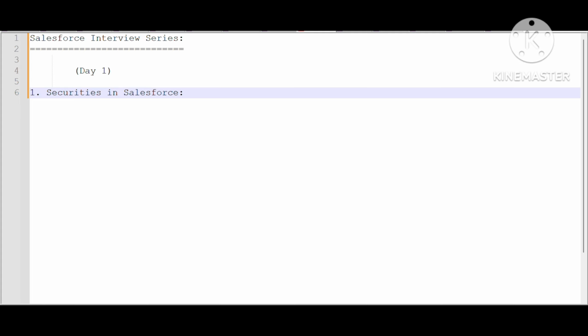Securities in Salesforce is a very tricky topic, okay? Because even if we are able to answer all the questions related to securities, it might not guarantee us a selection. However, at the same time, if we are not able to answer the questions related to securities, it might not give a very good impression about us as a candidate.